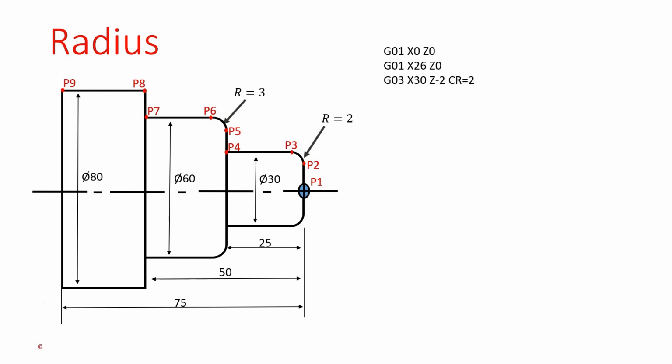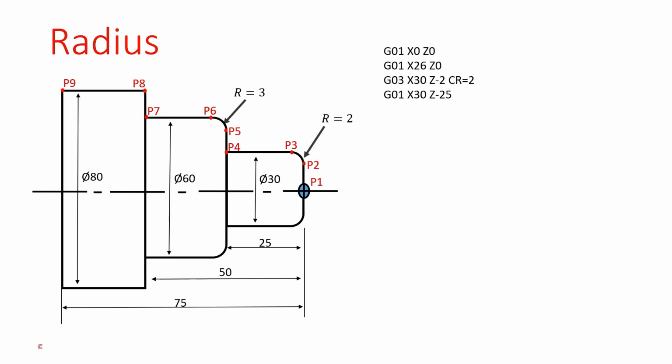Next, go to the P4 point. This point motion is linear motion. We activate the G01 code. This point value is G01, X30, Z-25. Next, go to the P5 point. At this point also we don't know the x value. How to calculate the x value? We already discussed in the P2 point how to calculate the x value. Follow the same process and calculate the x value.